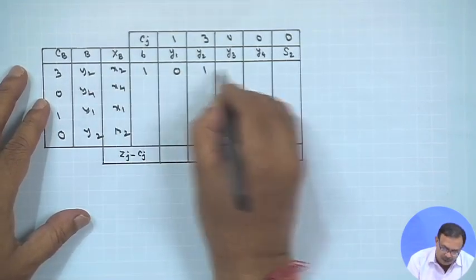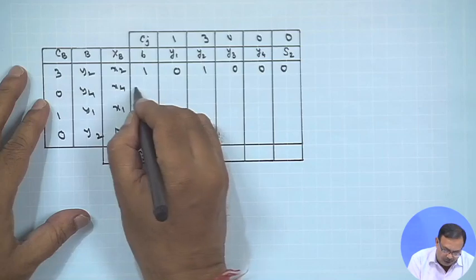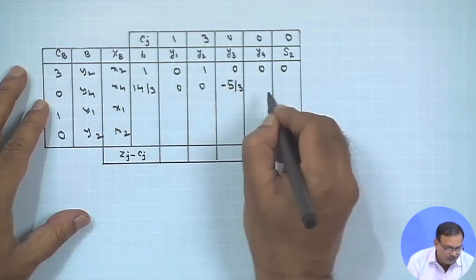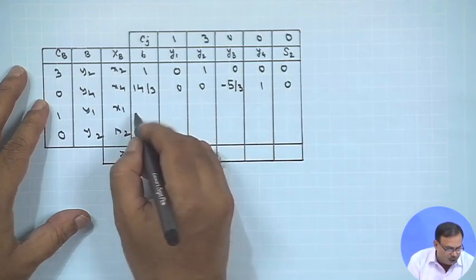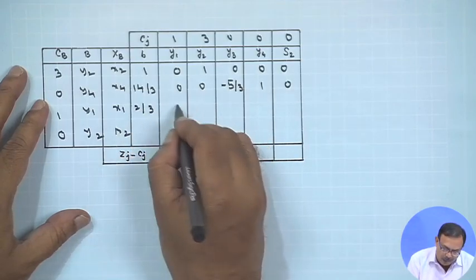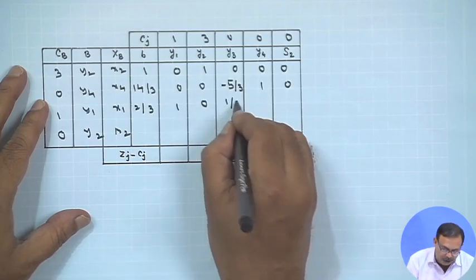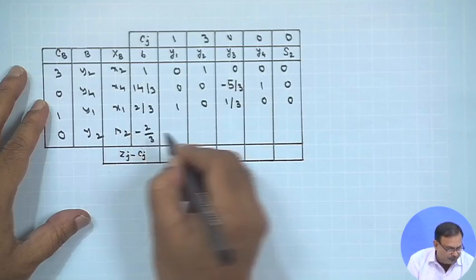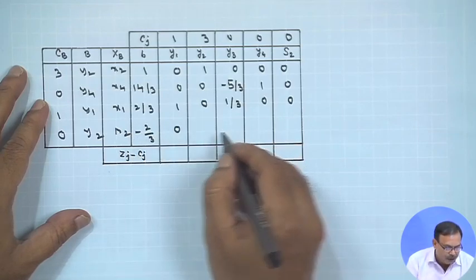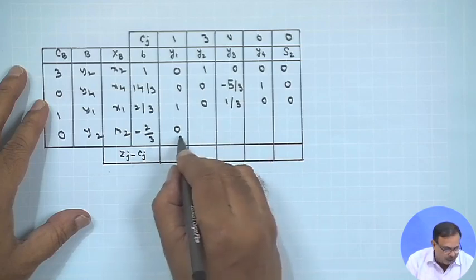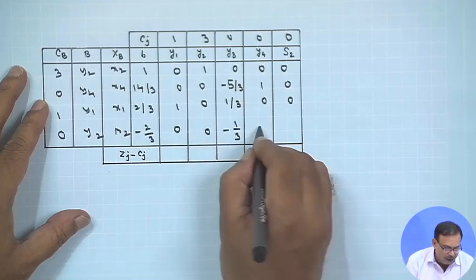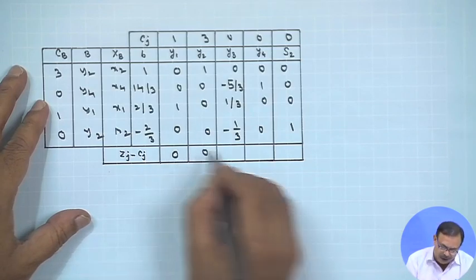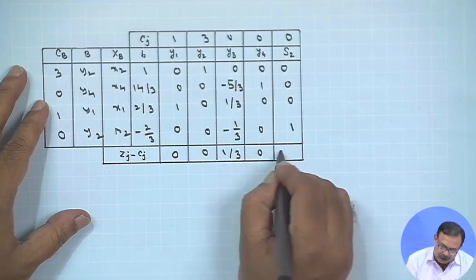1 0 1 0 0 0, 14 by 3 0 0 minus 5 by 3 1 0. For x1 it is 2 by 3 1 0 1 third 0 0, then minus 2 third 0 0 minus 2 third 0 0 minus 1 third 0 and 1. Calculate the Zj minus Cj value, you will obtain this one.